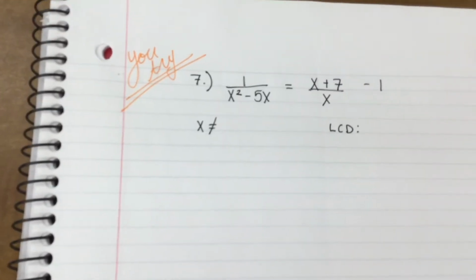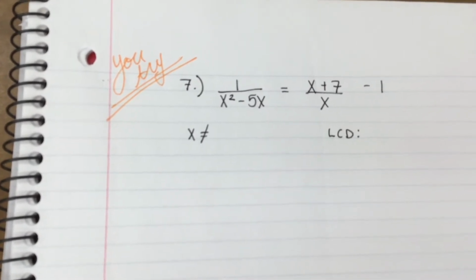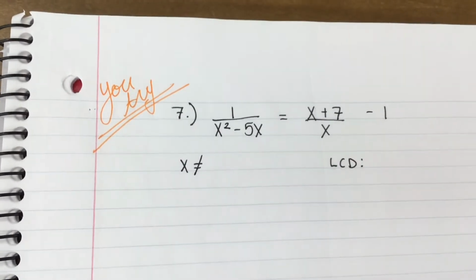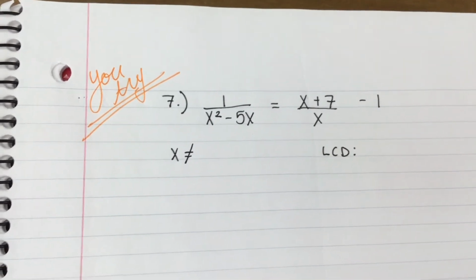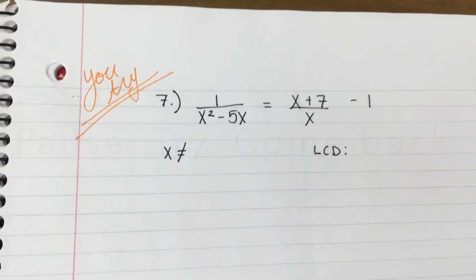For this next example, I want you to try it. You're going to have to factor that denominator first. Look for a GCF. Find your restrictions, find your least common denominator, and then try to follow the recipe. Pause here, try it, and come back when you're done.